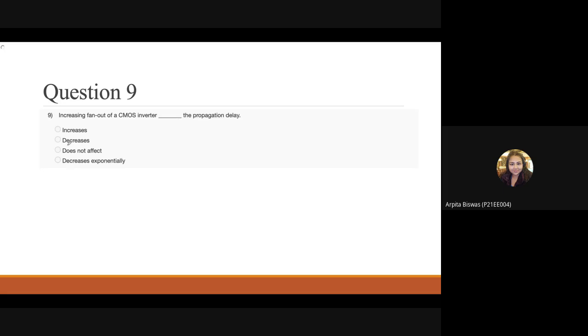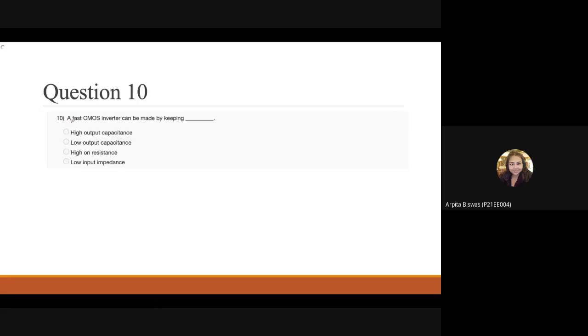This is question number 9. Increasing the fan-out of a CMOS inverter ___ the propagation delay. It increases, decreases, or does not affect. And option D is it decreases exponentially. Ma'am, increases the propagation delay, ma'am. Yes, increases the propagation delay. Good.